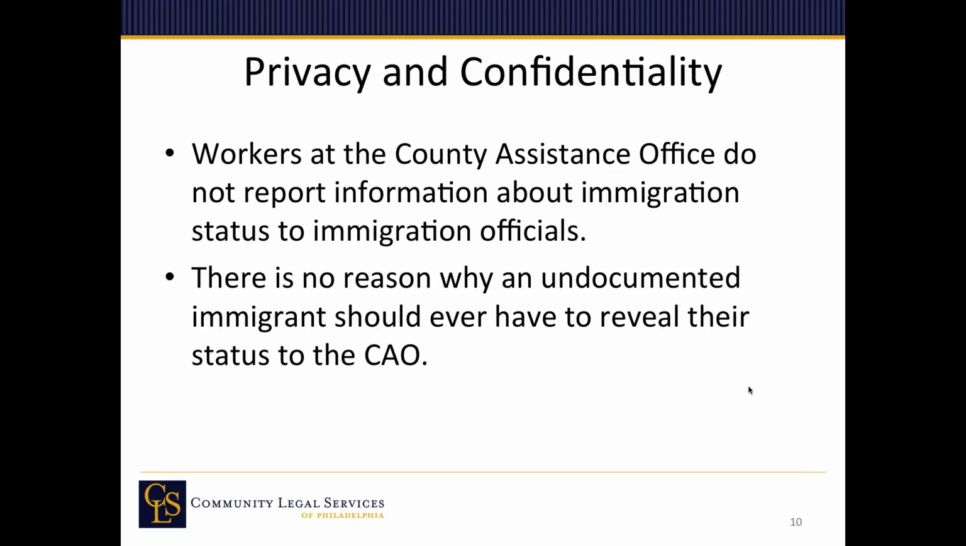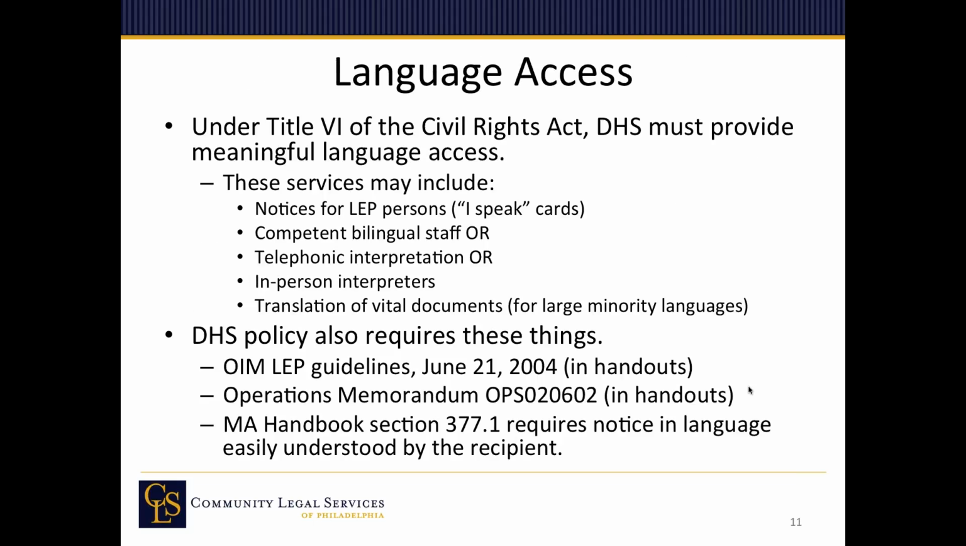They won't do it. And like I said before, and it's important, I think, to reiterate it, for undocumented people, there is no reason why they should ever be asked what their status is, and there's no reason why they should ever have to reveal their status to the county assistance office. Again, the only thing they have to say is, my status makes me ineligible for benefits except for EMA. So if an undocumented person is applying for EMA, they still do not have to reveal that they're undocumented. They just have to say, my status makes me ineligible for all benefits except for emergency medical assistance.